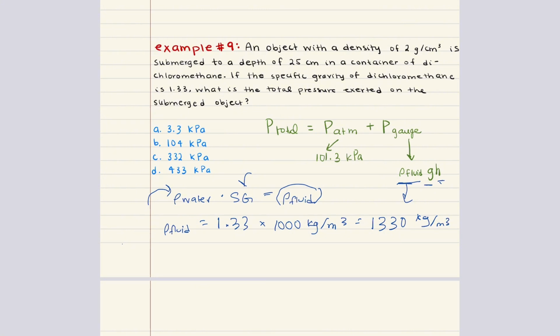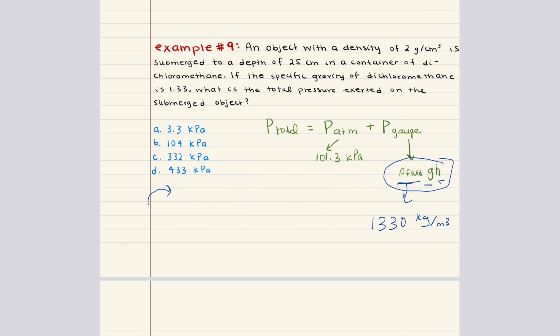Now we have all the values we need to plug things into this equation and calculate the gauge pressure. So here we have the density of the fluid. We're going to multiply this by acceleration due to gravity, 9.8 meters per second squared. And then we're going to multiply this by the depth the object is submerged, which is equal to 25 centimeters or 0.25 meters. We want it to be in meters so that our final answer has units of Pascal. Okay, so this way we're going to get units of Pascal.